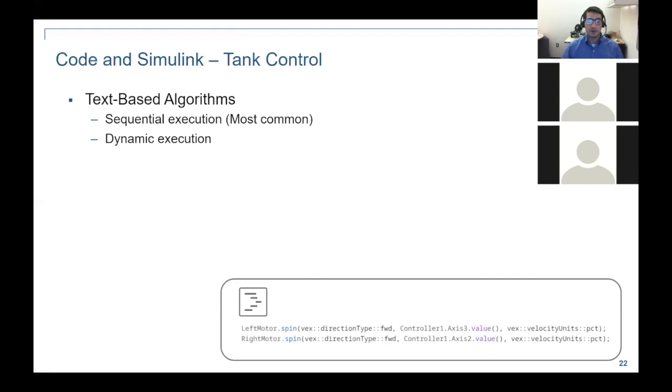In this case, we are grabbing the inputs from the controller axes, and then we are setting those as the velocities for the left and right motors to spin.